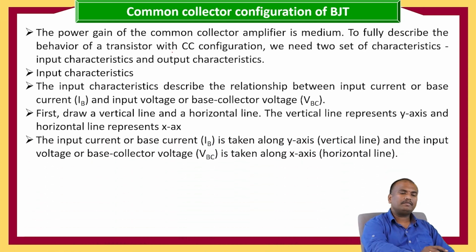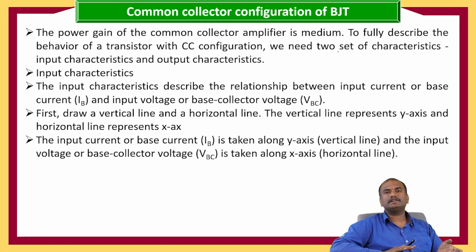Here the power gain of the common collector amplifier is medium because it has low voltage gain, it has high current gain. The power gain will be voltage into current, so it has medium power gain.